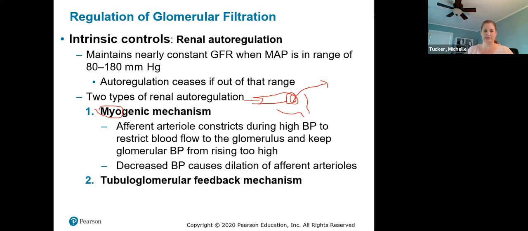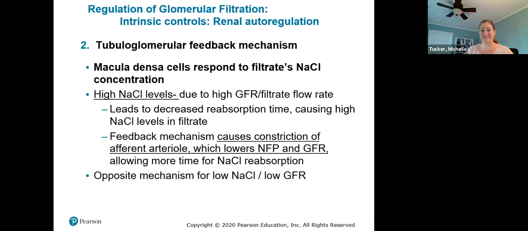Okay, so myogenic is the response of the afferent arteriole to stretch. For the tubuloglomerular system, you're like, oh no, another one. You already know this one. You've already heard this one. This is that juxtaglomerular complex or apparatus.